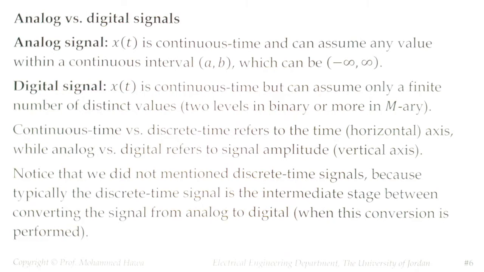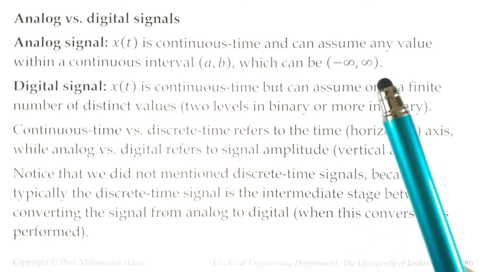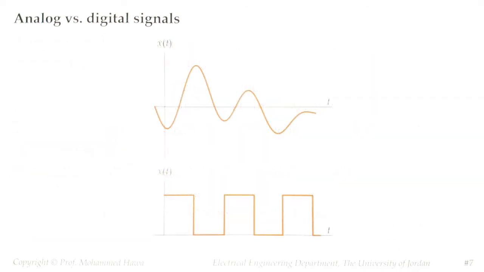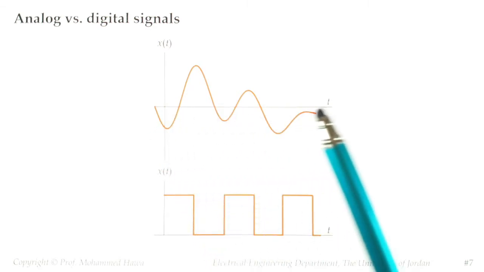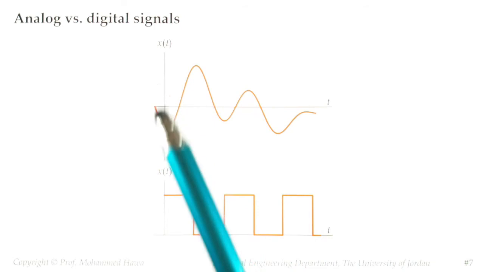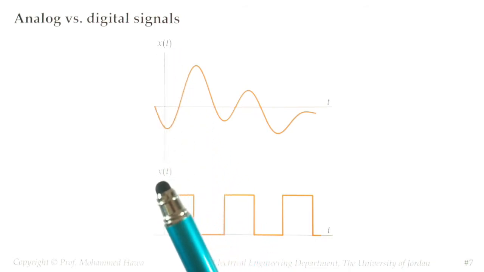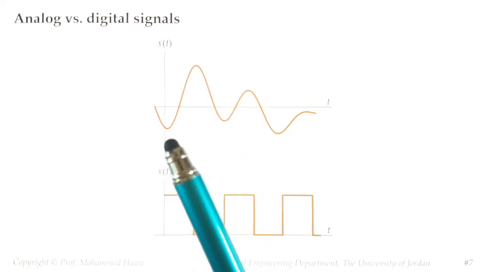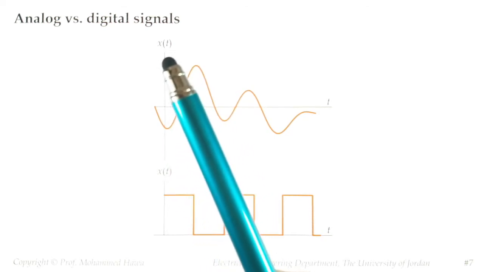So if x of t is continuous time and also continuous value within a certain region, which could be, by the way, minus infinity to infinity, we call it an analog signal. This is an example of an analog signal. Notice that not only the time is continuous, but also the values on the vertical axis are continuous, which means I could have any value here within a certain region, maybe a minimum A up to a maximum of B.